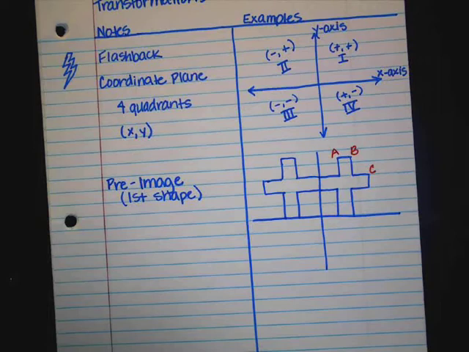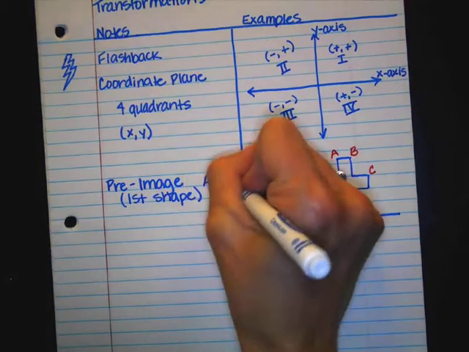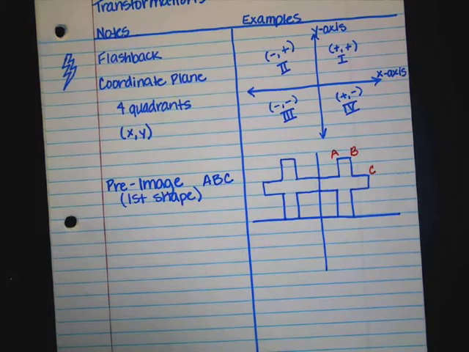The pre-image points are just labeled with letters. That's how you know it's the pre-image. So my pre-image is just A, B, C. That's where I started.